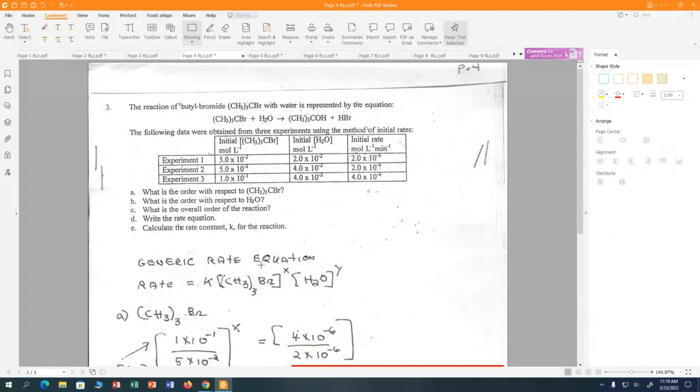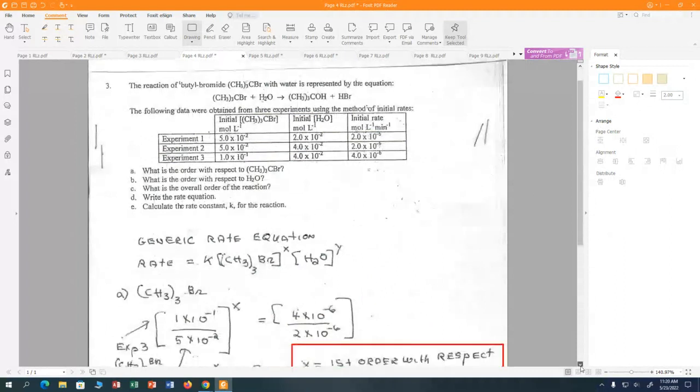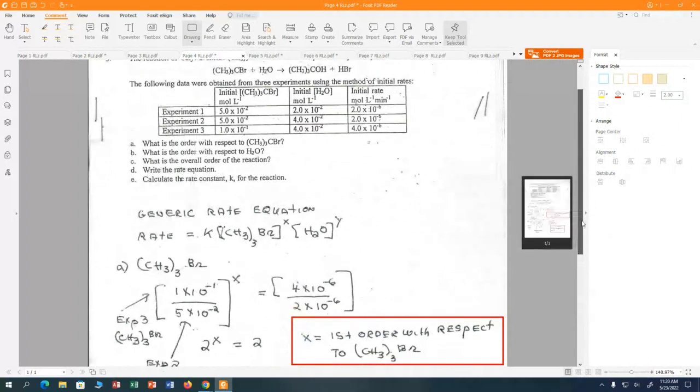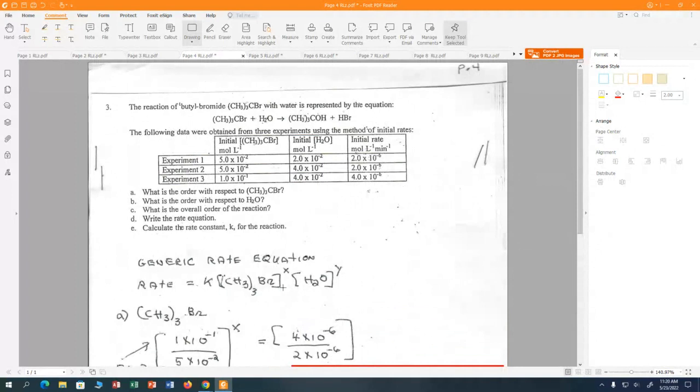And now we want to go initially to the generic rate equation. What's the generic rate equation? The generic rate equation is going to be K times the exponent on the left side of the appropriate reactant, which is going to be here. Same thing for H2O, and we call it X and Y.